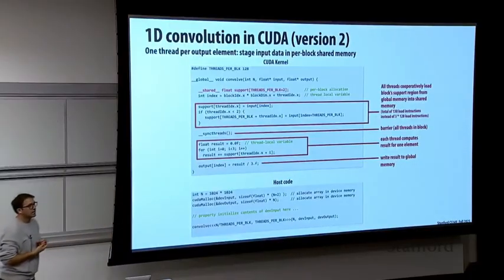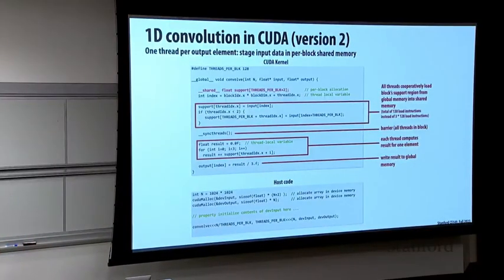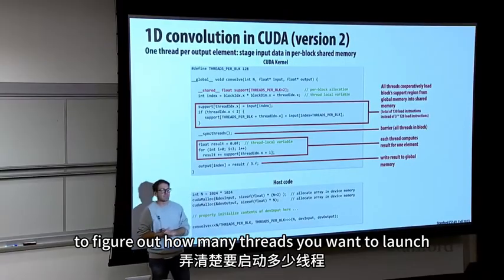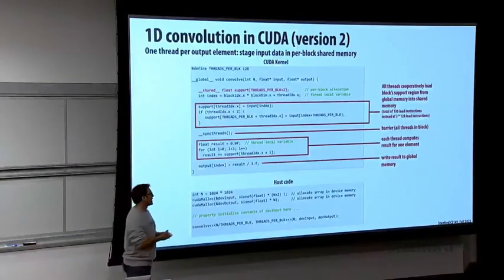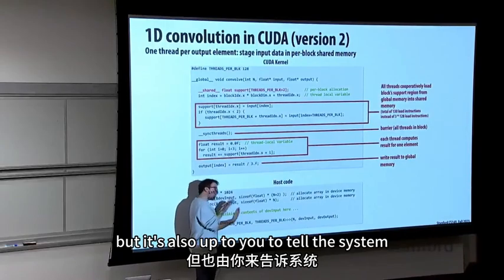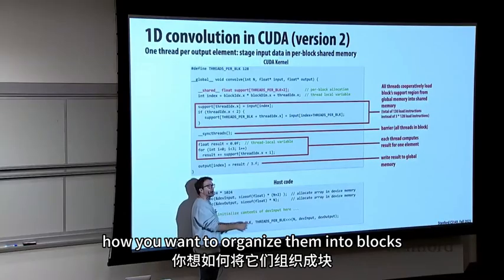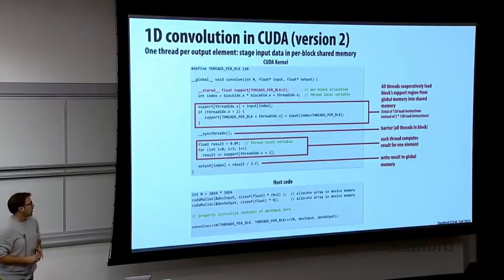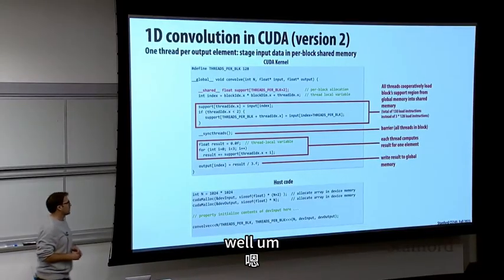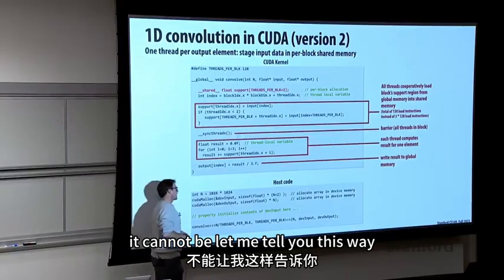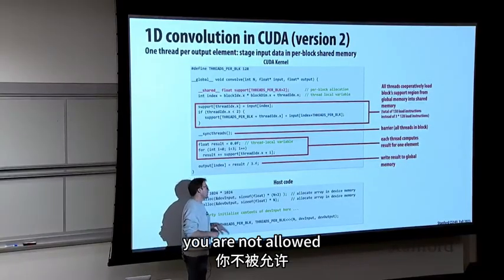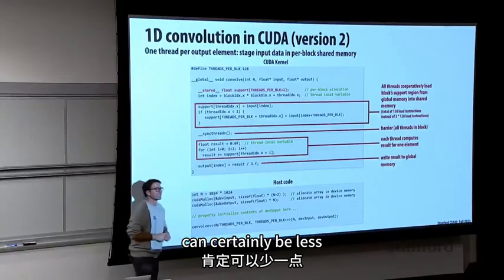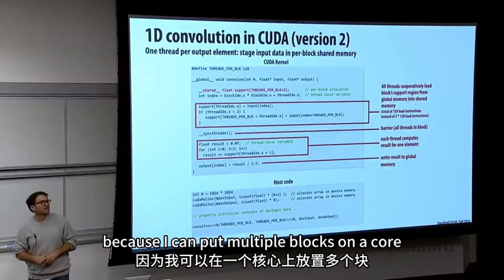Is it up to the programmer to pick the number of threads per block? It's completely under your control. In the same way that it's up to you to figure out how many threads you want to launch in C++, here it's up to you to figure out how many threads you want to launch, and also to tell the system how you want to organize them into blocks. Should that always be the number of threads that a single core can run? It cannot be more. You are not allowed to have more threads than a single core can run. It can certainly be less, because I can put multiple blocks on a core.